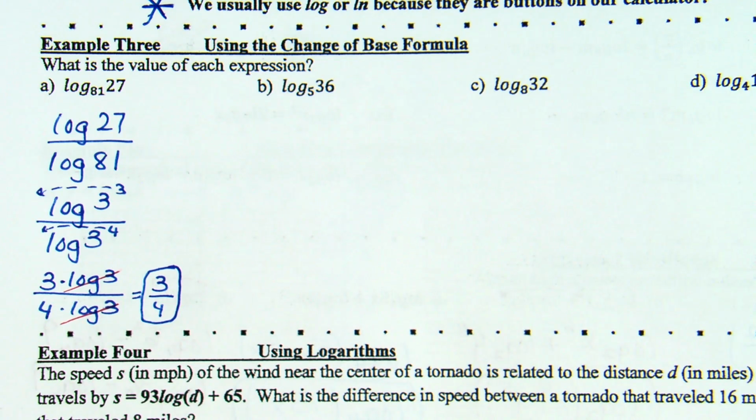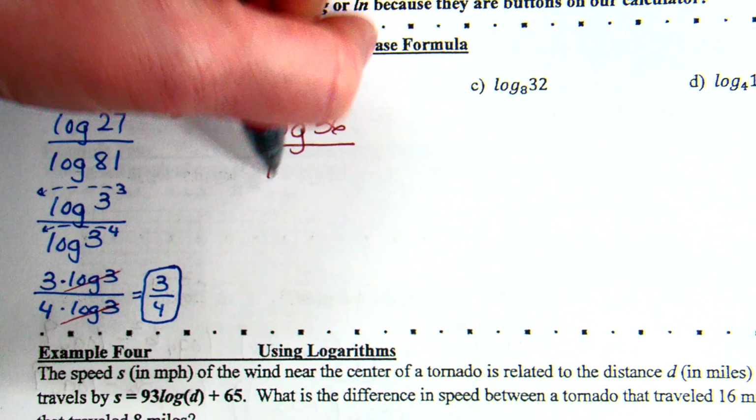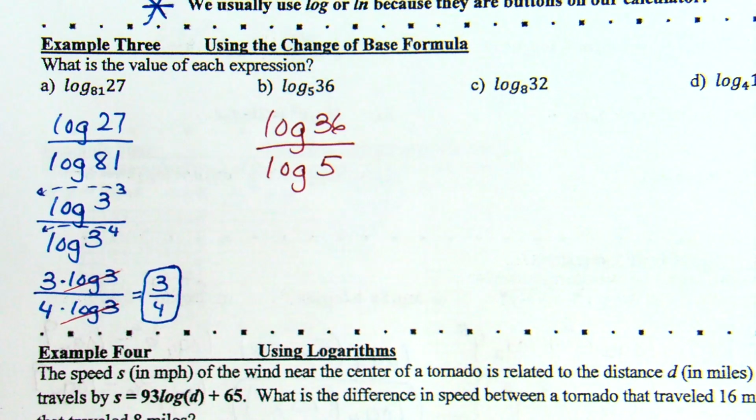Okay, let's do B. Log base 5 of 36. How does the change of base formula apply? What am I going to write? Log of 36 divided by log of 5. Now what?